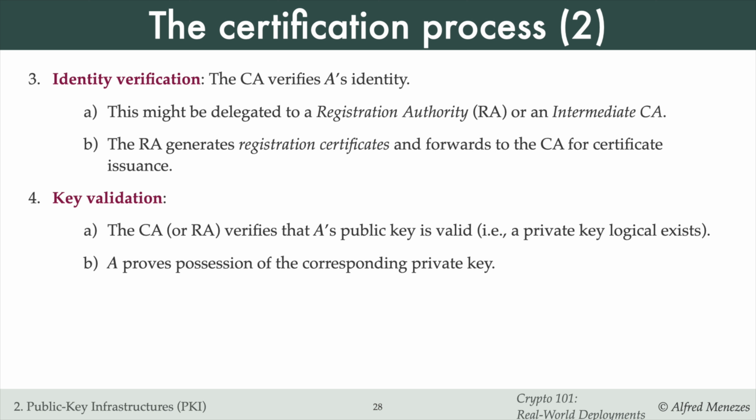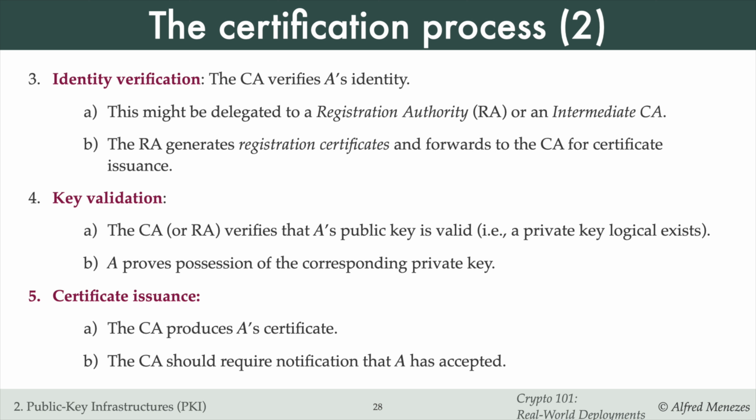The CA or the RA verifies that Alice's public key is valid, meaning that it has the necessary mathematical properties for a corresponding private key to exist. Alice then demonstrates possession of her private key, perhaps by signing a message that the CA can verify using Alice's public key. Finally, the CA issues Alice a certificate by signing a message that includes Alice's identifier, her public key, and other pertinent information, such as the certificate's expiration date.